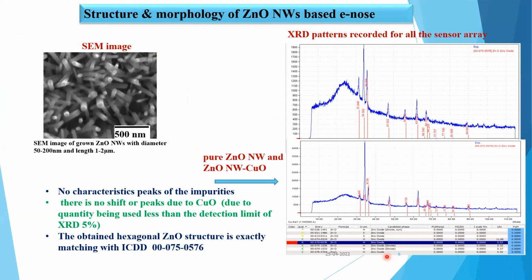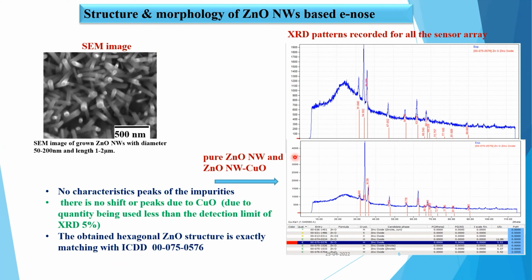Here you can see the surface morphology and structure of the sensor array. Here is the SEM image of the zinc oxide nanowires grown hydrothermally, having diameter 50 to 200 nanometer, length 1 to 2 micrometer. And here the hexagonal pattern. Here I have shown the hexagonal pattern of pure zinc oxide nanowire and zinc oxide nanowire modified with copper oxide. There are no characteristic peaks for impurity. There is no shift or peak due to copper oxide. The obtained hexagonal zinc oxide structure exactly matches the ICDD number.